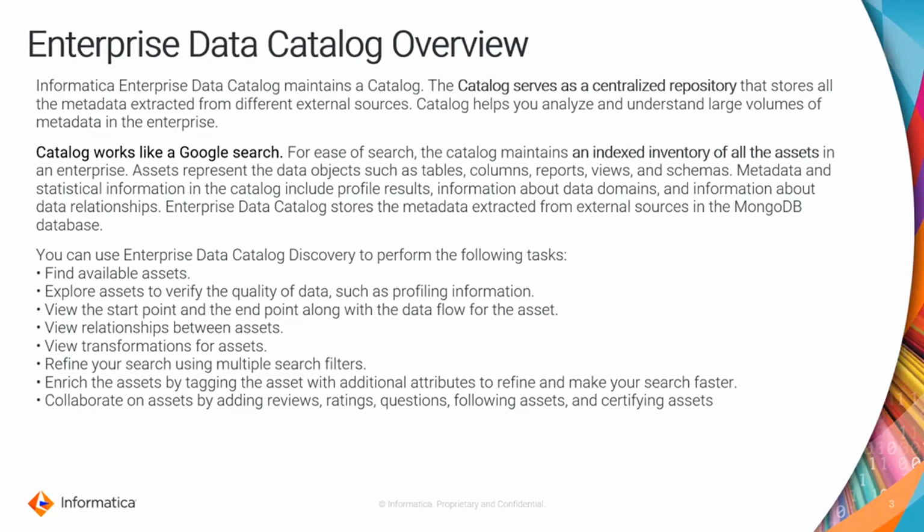Using the Enterprise Data Catalog discovery page, you can do the following tasks. You can find available assets, explore assets to verify the quality of data, view the start point and the end point along with the data flow, and view relationships between the assets. You can refine your search using multiple filters. You can enrich the assets by tagging them with additional attributes to refine and make your search faster. You can collaborate on assets by adding reviews, ratings, and questions. You can follow assets and certify assets too.